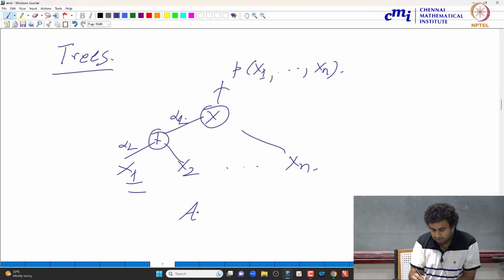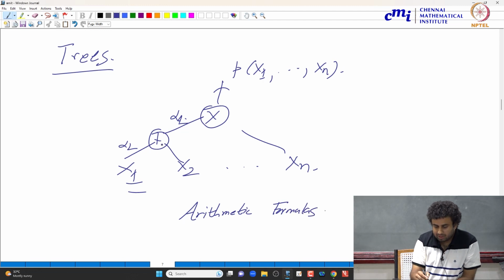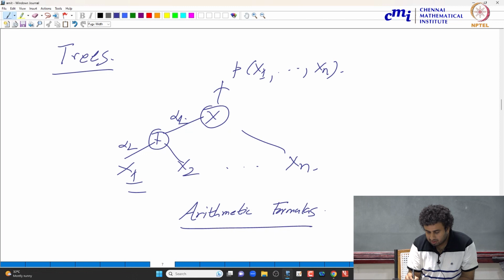So these things are called arithmetic formulas. Instead of addition and multiplication gates, if you use Boolean and, or gates, and if these variables are Boolean variables, then that is a Boolean formula. But here it is computing a polynomial, so it's an arithmetic formula.